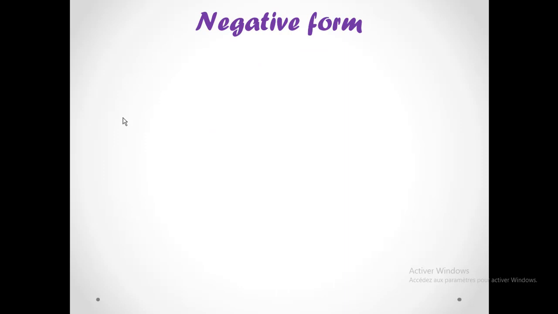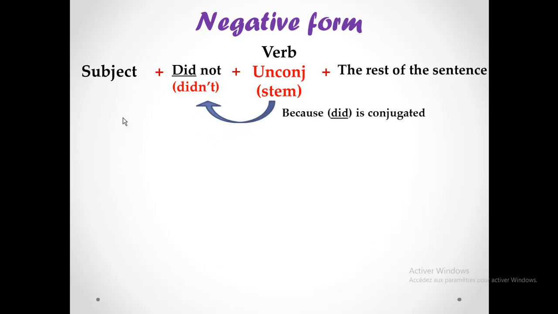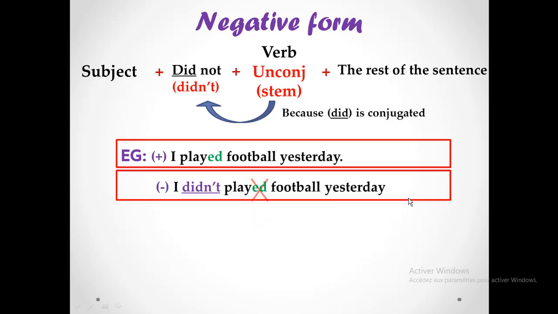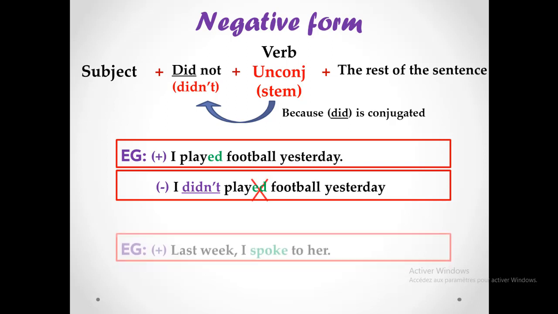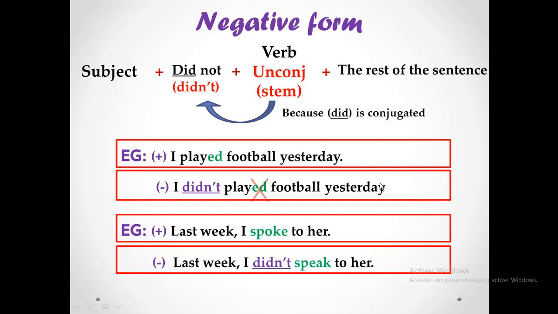In the last lesson, we have seen how to form the negative form in the simple past. Subject plus did not or didn't plus verb unconjugated or stem plus the rest of the sentence. And why is the verb unconjugated? Because did is conjugated. Example, I played football yesterday. I didn't play football yesterday. Last week I spoke to her. Last week I didn't speak to her.